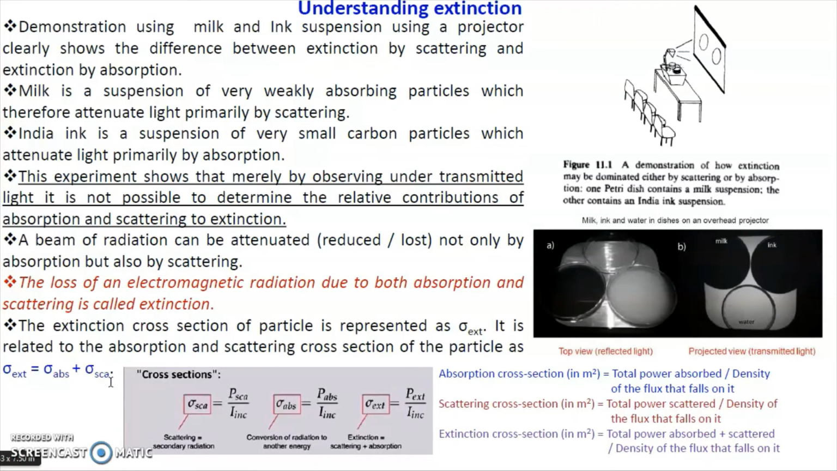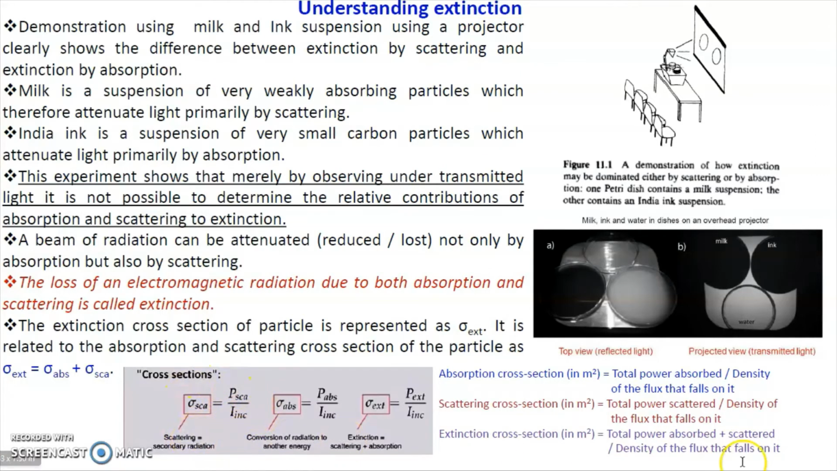Do you agree with this? Because as I said, the extinction is a combination of absorption and scattering. So the extinction cross section is equal to absorption cross section plus scattering cross section. So how to define this cross section, how to find this cross section? Sigma scattering is where the scattering of light takes place. The scattering cross section is represented with sigma scattering, which is equal to P scattering divided by I incident.